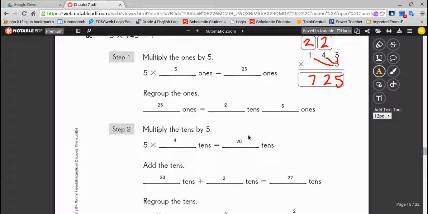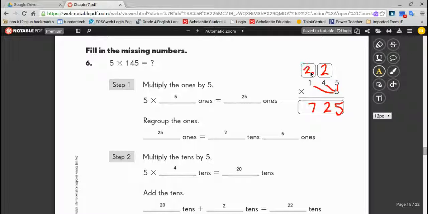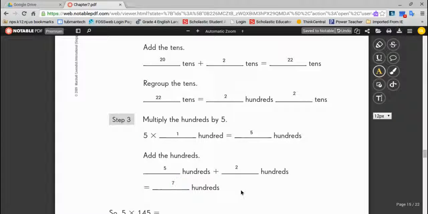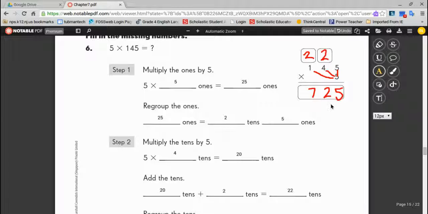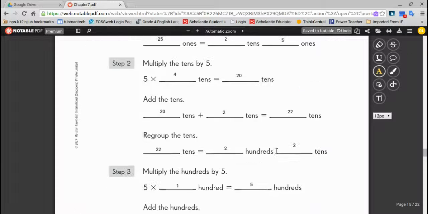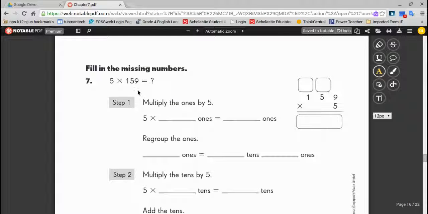So the first one we do is 5 times 1 equals 5. And we can't forget to add the 2 up top. So 5 plus our 2 equals 7. And we get our final answer, 725. So 5 times 145 is 725. Okay? And let's do this one last page, 134.